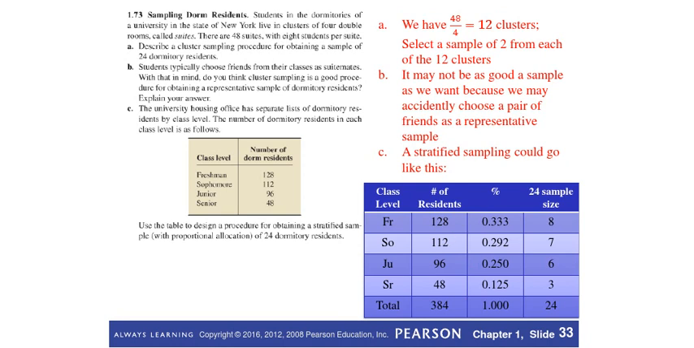112 divided by 384 would give us 0.292. So 29.2% of the residents will be sophomores. 25% are juniors, and 12.5% are seniors. So if we want a representative sample, that means that we should do the following. Out of 24 students, we take 33%, that is 8 out of 24, and make them freshmen. We would choose likewise 7 of our students in our sample to be sophomores, 6 of them to be juniors, and 3 of them to be seniors. This way we get a balanced sample that reflects the residency within this dorm in a way proportional to the entire group.